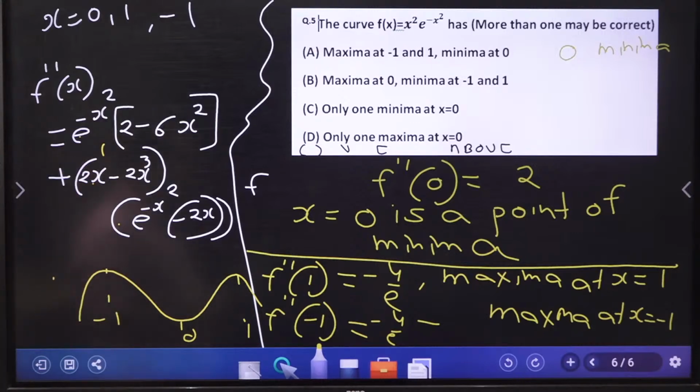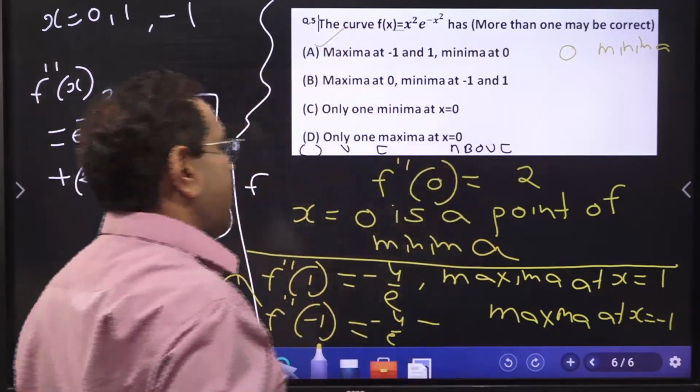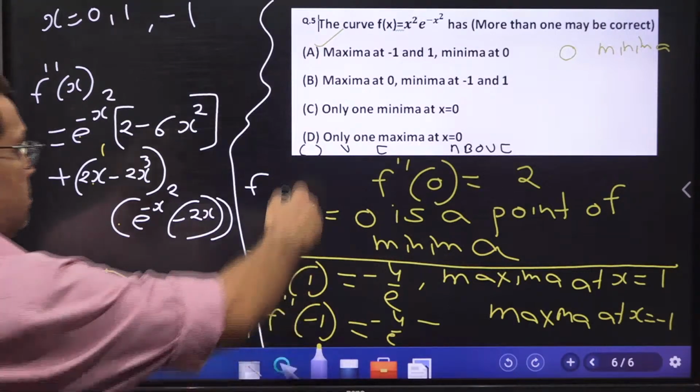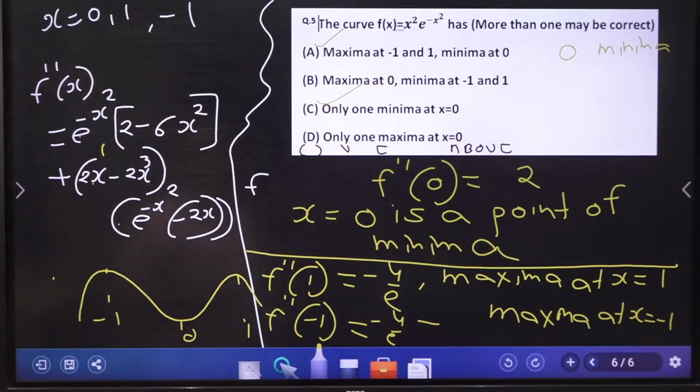So what will be the right answers? Option number A, maxima at minus 1 and 1, minima at x equal to 0, A option. And there is one option C, only one minima. This function has only one minima at x equal to 0. So this is also right. More than one option were correct. So A and C are both correct here.